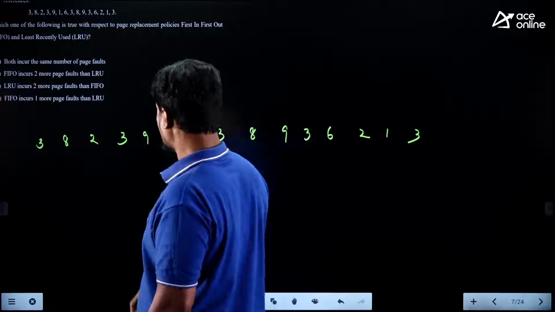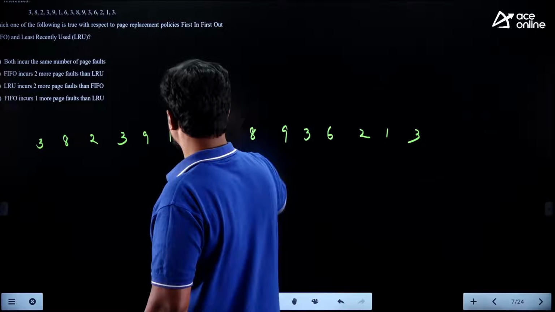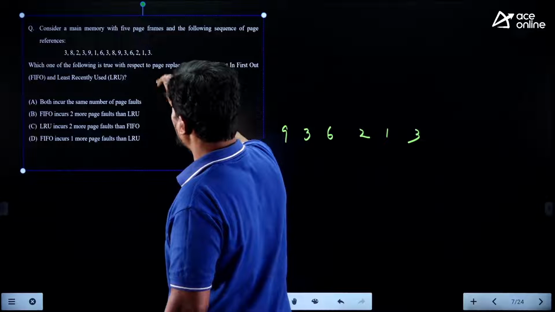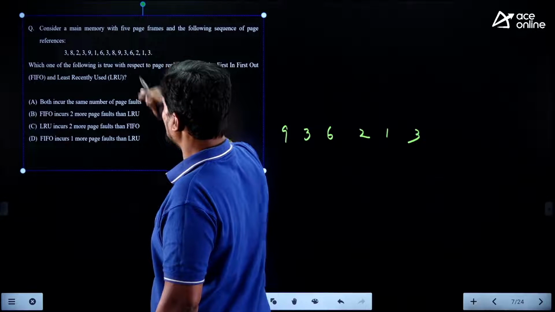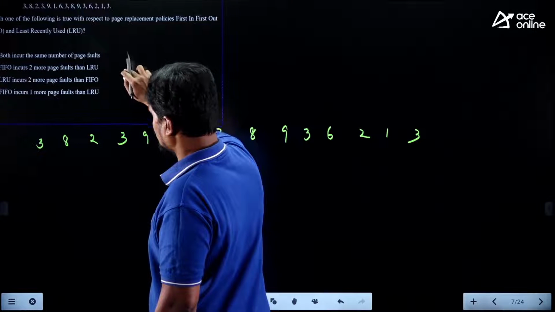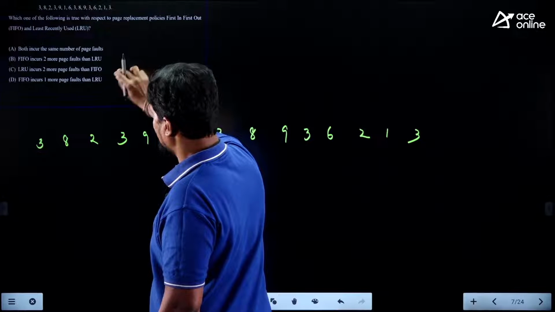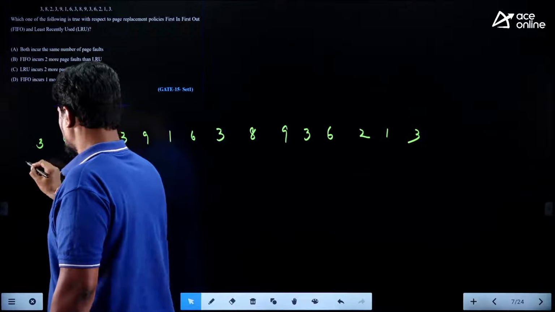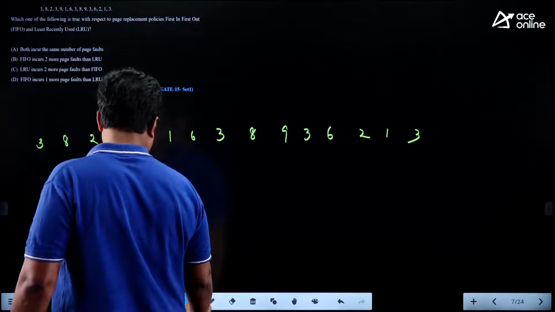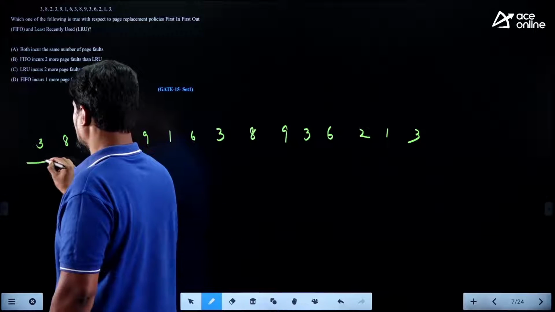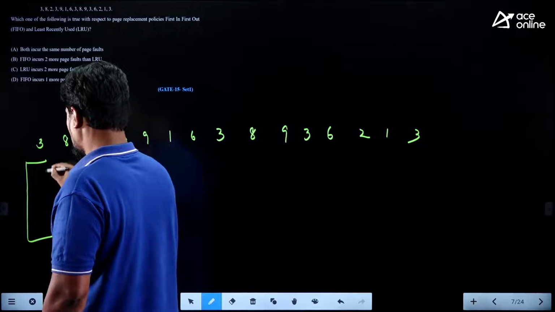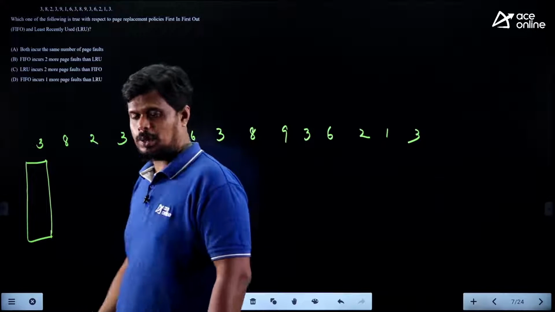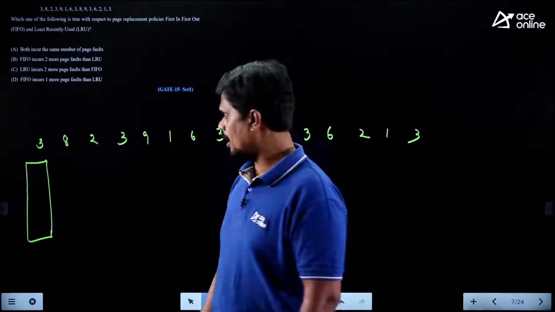So the question clearly mentions how many page frames we are having? 5 page frames. It is clearly mentioned there are 5 page frames. Okay, so we are considering 5 page frames here. So the memory contains 5 page frames. Initially the CPU is willing to access page number 3, but page number 3 is not there in the main memory because initially all 5 page frames are empty, right?